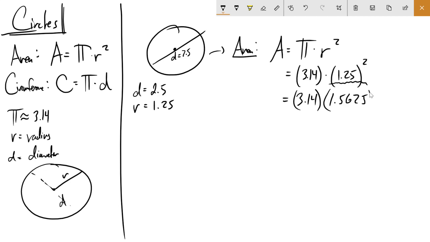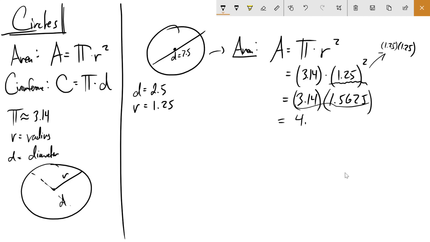Okay. Because what does the exponent tell you to do? This is telling you to multiply the number by itself 2 times. It's not times 2. It's the number by itself 2 times. Okay. All right. So then now we can just multiply those two values together. If you go 3.14 times 1.5625, what does that come out to be?